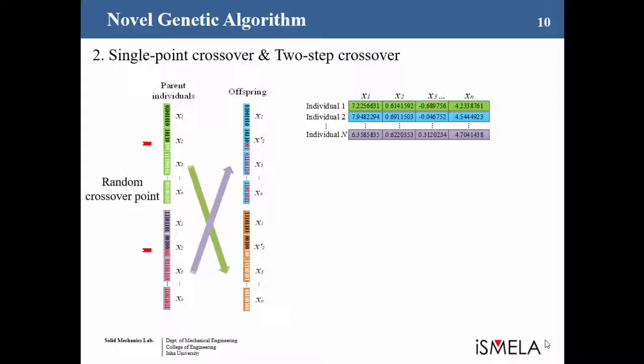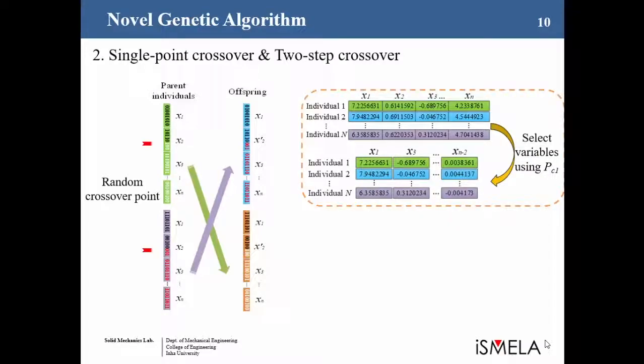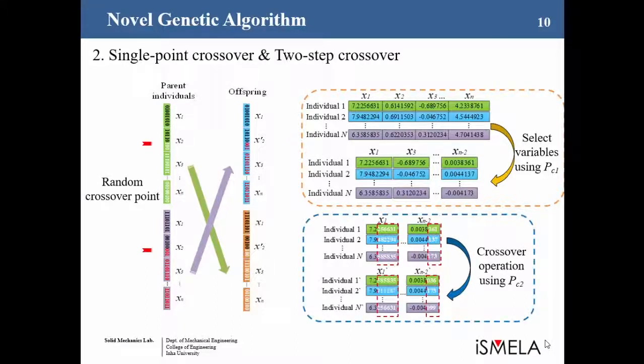The individuals are divided into n substrings based on the number of estimation variables of the problem. A probability PC1 is used to select the substrings. After that, the selected substrings are used to implement crossover, and finally, after these two steps, we can get a new population.